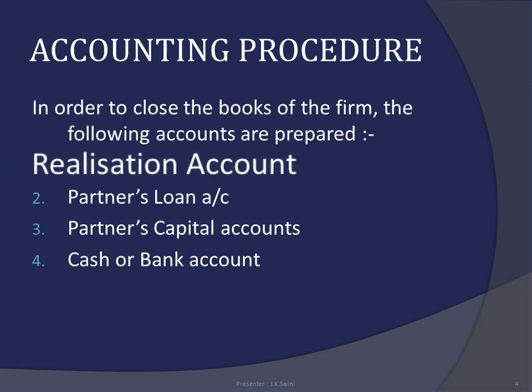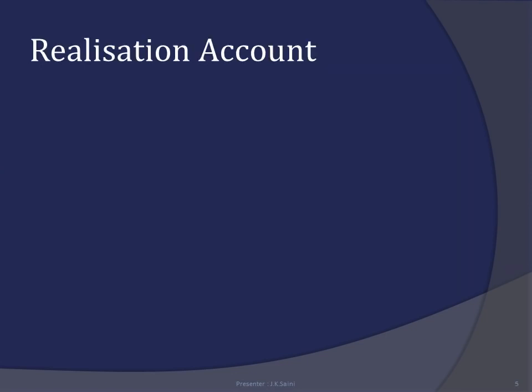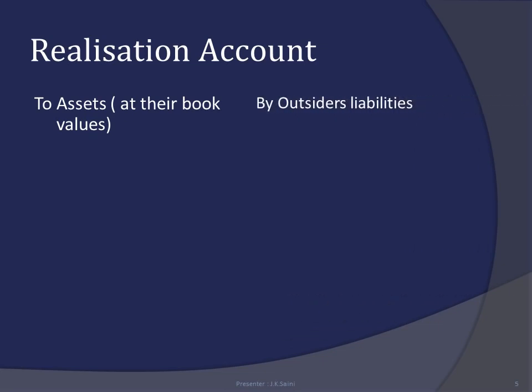The main account is realization account. Let us proceed to see how entries are made in the realization account. This is the major account, and this account, as I told you earlier, is prepared to close the assets. The assets are closed by putting on the debit side. All assets have debit balance. These are closed by crediting assets, and the realization account is debited. Outside liabilities have credit balance, and these are closed by debiting outside liabilities and crediting realization account.